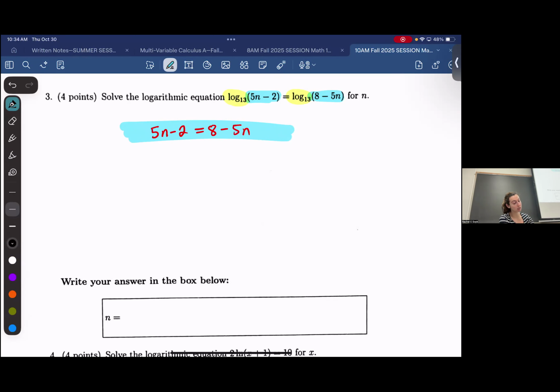Inverse operations, let's go ahead and add 5n to both sides. And we're going to also add 2 to both sides. Kill 2 birds with 1 stone. And we end up with 10n is equal to 10, which tells us that our n value is simply 1.